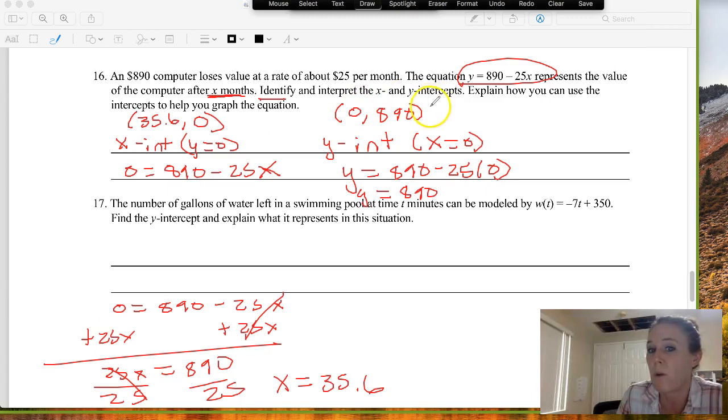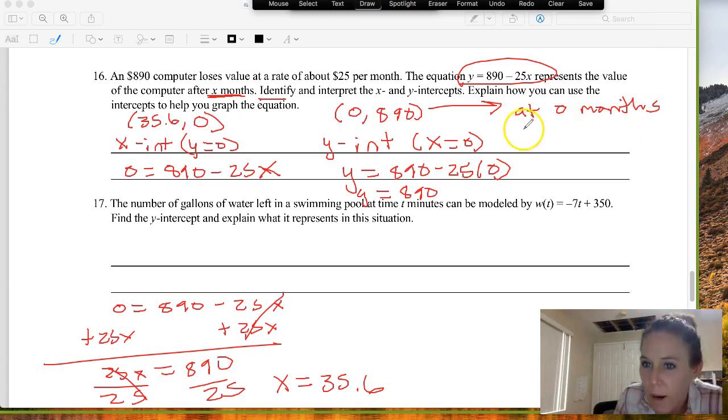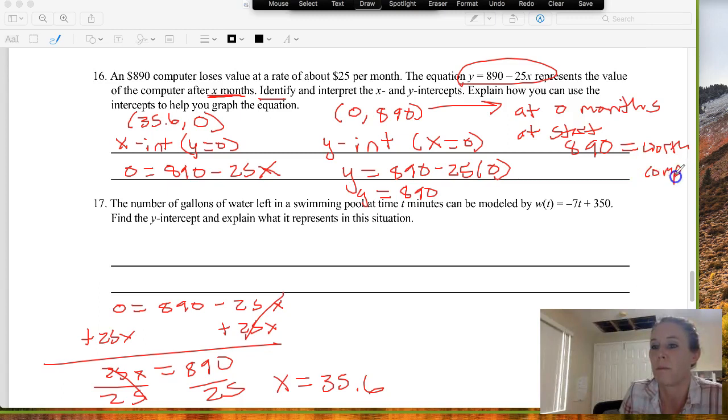So when x is 0, I would say at 0 months, or at the start, my computer's worth $890. I'm just going to shorten that: $890 equals the worth of my computer. Now remember, x is the number of months, and what is y? Y is the worth of the computer. That's how much the computer is worth. It's the value of the computer.